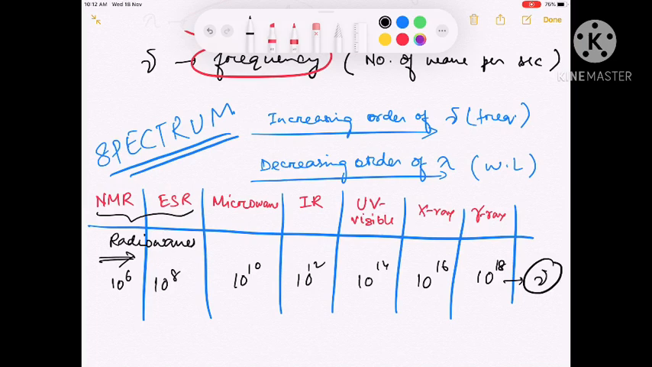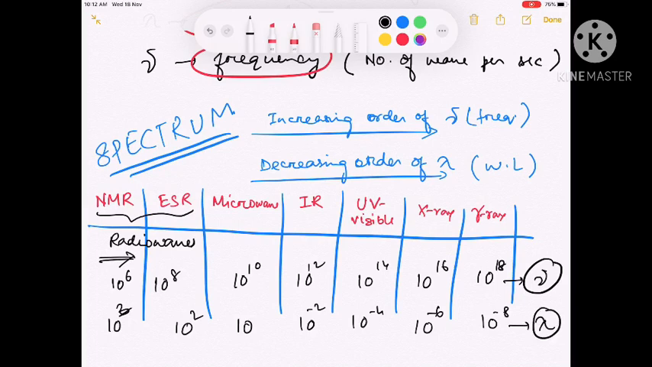For wavelength, it will be like this. It will be 10 to the power 2, then 10, then 10 to the 3, then 2, then 10, then minus 2, minus 4, minus 6, minus 8, like that. This is wavelength, and this is decreasing. Now when you have radio waves, the frequency is very less, and that's why it is less harmful.